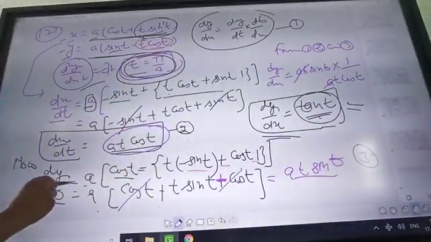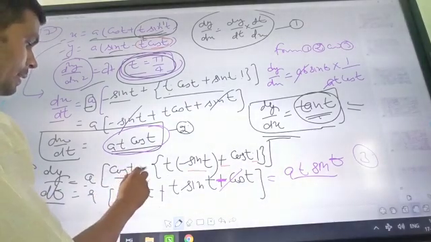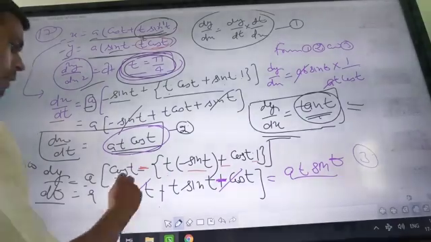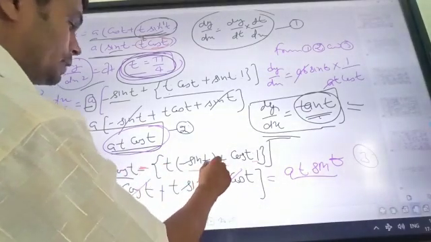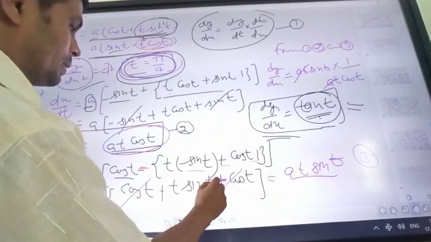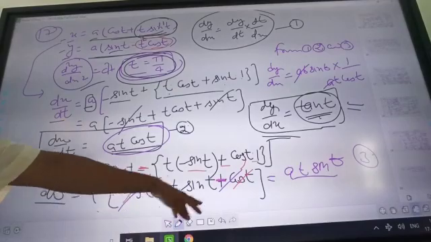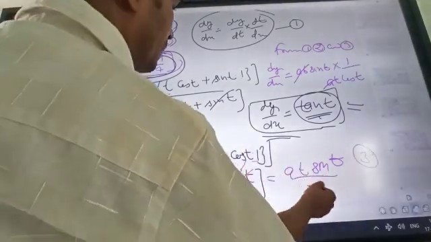Then after solving, after removing the bracket, a will remain as it is, cos t. Here is the minus sign, so we will apply the minus sign inside this bracket. The sign will change, it will be minus plus t sin t minus, it is plus, so it will be minus cos t, and cos t will cancel out. This gives us a sin t. So this gives us a sin t, I have mentioned here.